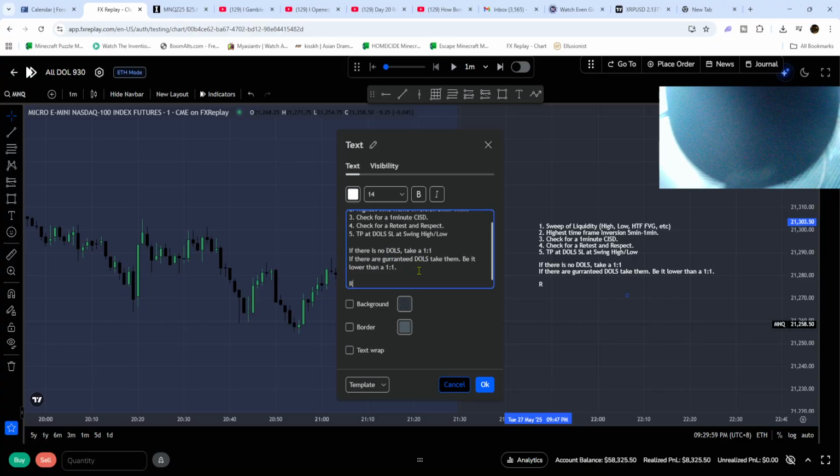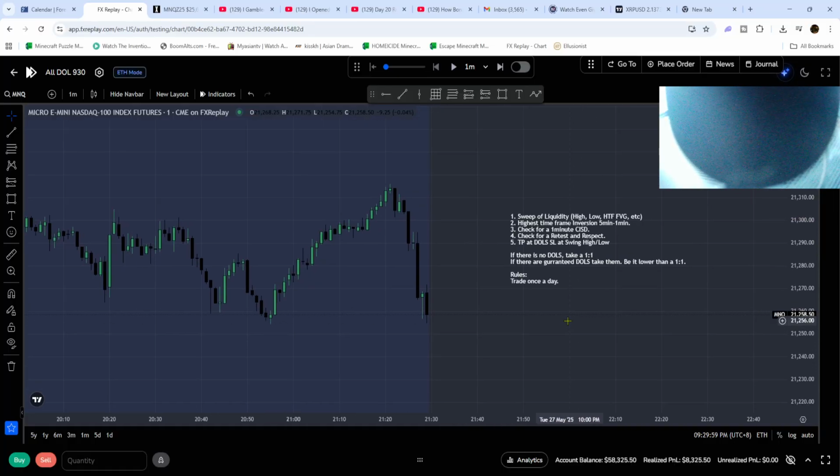Rules would be trade once a day. That's it. Mainly you don't want to overtrade because this model doesn't appear that well. Actually no, it appears all the time. It's just like trade once a day.